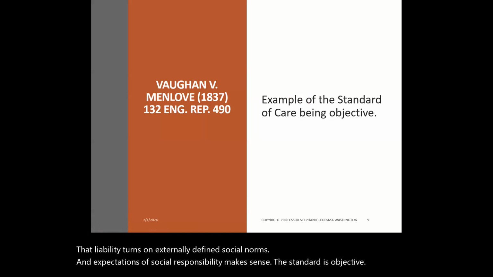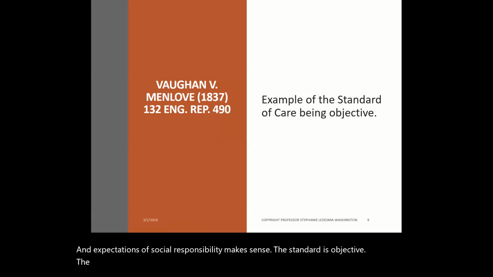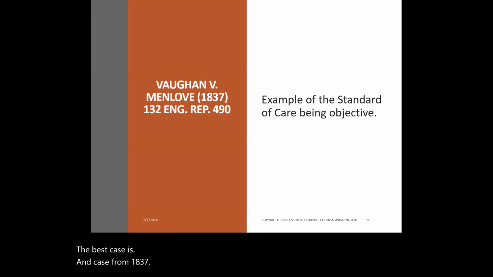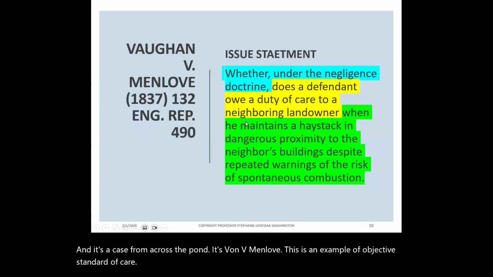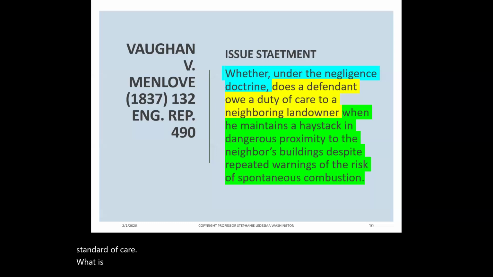The best case is a case from 1837, and it's a case from across the pond. It's Vaughan v. Menlove. This is an example of objective standard of care. What is the issue in the Menlove case? Well, the issue is simple.